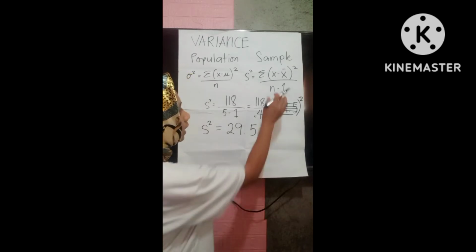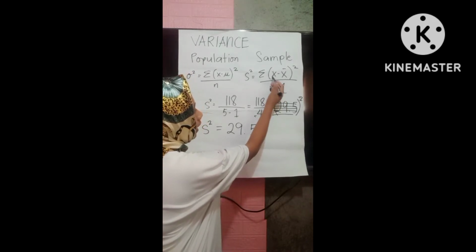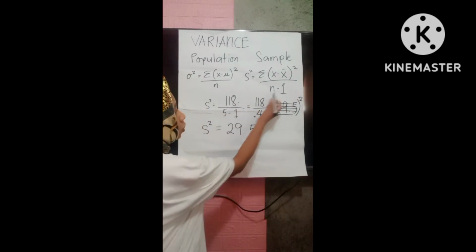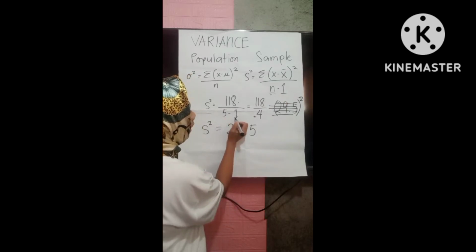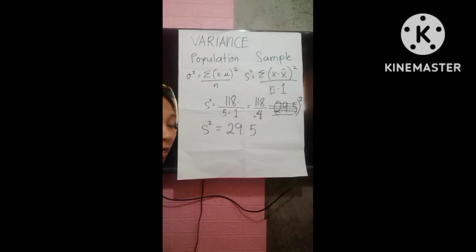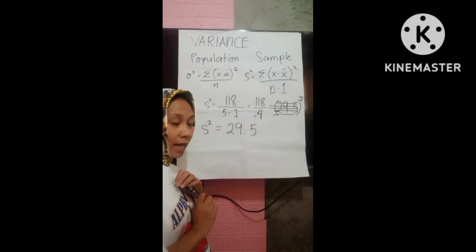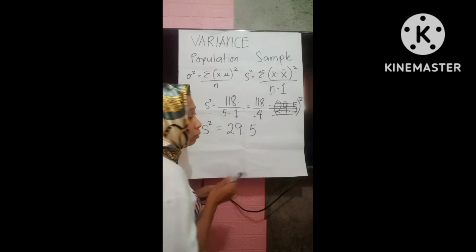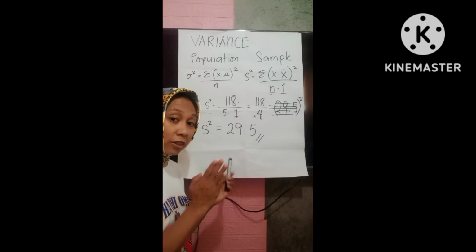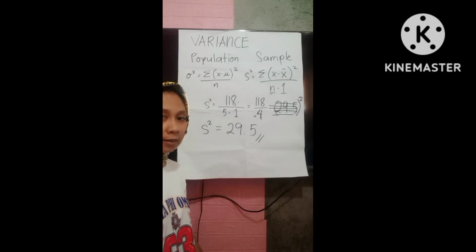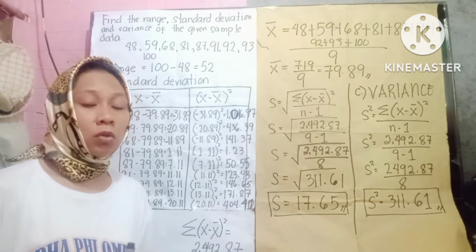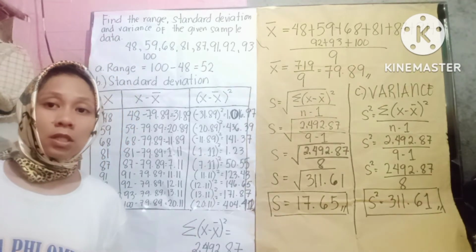So, we already got the equivalent of x minus x bar raised to the power of 2, which is 118. The n here is 5 minus 1, so 118 divided by 4. The answer for the variance is 29.5. That is how easy it is to get the variance. It is just the square of the standard deviation. So, remember that.